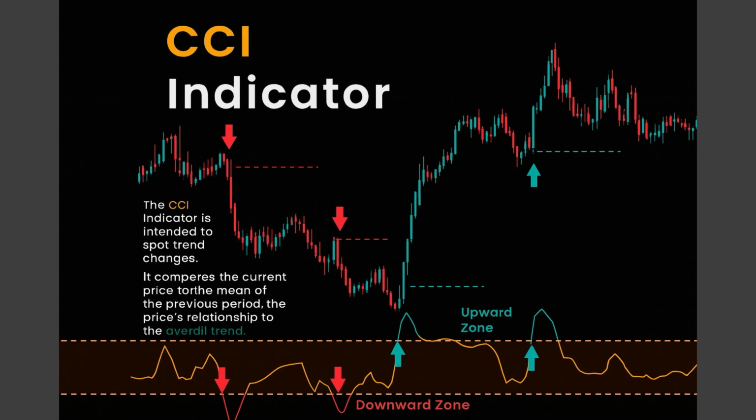The chart is conceptually divided into two key areas, a downward zone and an upward zone. These zones correspond to standard CCI threshold levels. When the CCI line is in the downward zone, typically below a key level like 0 or -100, it suggests the asset is in a bearish or negative momentum phase. Conversely, when the CCI line moves into the upward zone, typically above 0 or 100, it signals a shift to bullish or positive momentum, indicating a potential buying opportunity or a confirmed trend change.